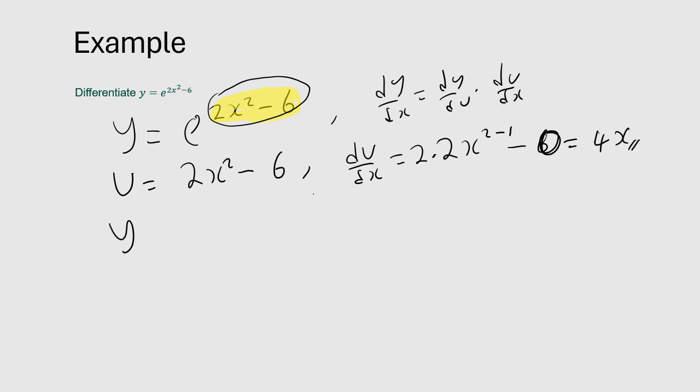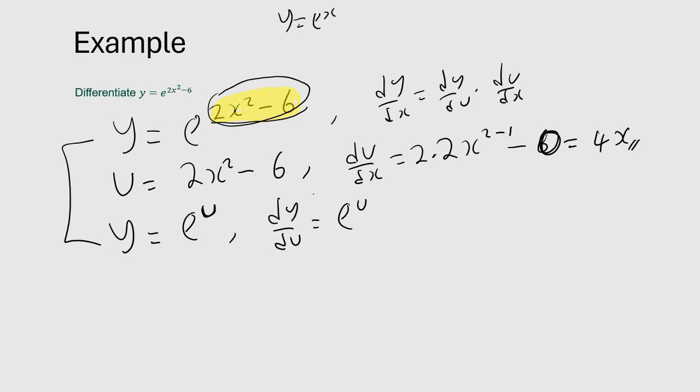So then our y is just exponential. Here we said it is u, so we just write u. So instead of 2x squared minus 6, I just substitute u. And remember, dy over du will just be exponential u. If we remember, if y is equal to exponential x, dy over dx is just the same exponential x. So similarly, if y is equal to exponential u, dy over du is exponential u.